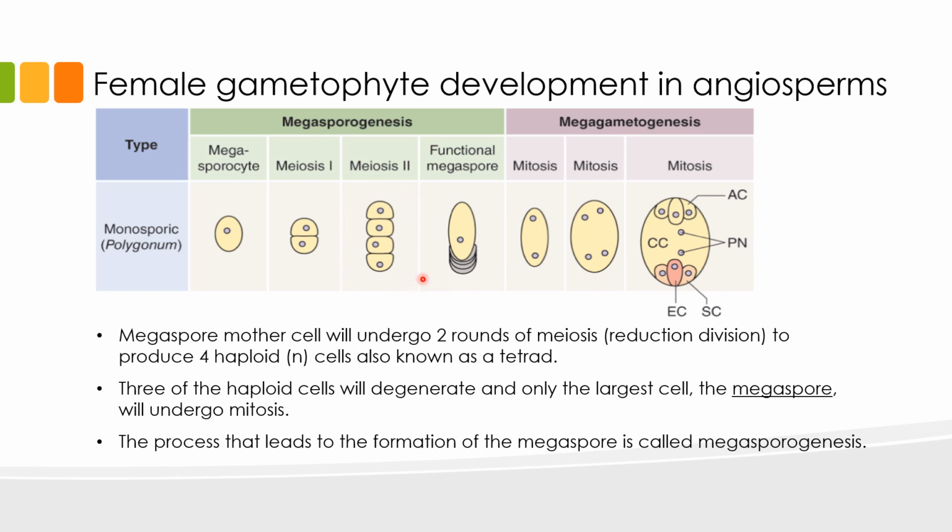But unlike in male gametogenesis, during megasporogenesis, 3 of these haploid cells will degenerate and only one, the largest one, the megaspore, will undergo mitosis. The process that covers the division of the megaspore mother cell to the development of the megaspore is called megasporogenesis.